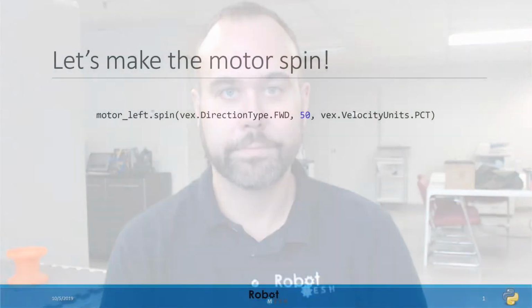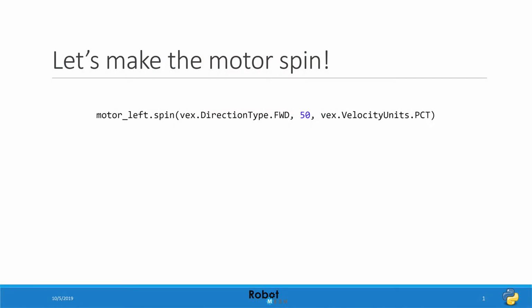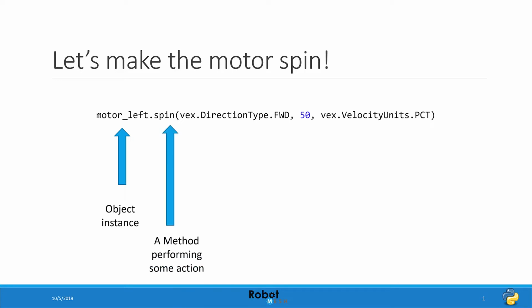Let's get started. Recall that in object-oriented programming, we have a data object which represents a noun, such as a person, place, or thing. Now we use the dot operator to access the methods or actions that the object can perform. Occasionally, these methods may require additional data to perform the action. In this example, we have a motor, our object, and it's going to spin, which is the method or action that the motor can perform. And then we pass some additional data as parameters, such as the direction of the motor that it should be spinning in, which in this case is an object itself, the speed, and the type of velocity units. Let's go into Robot Mesh Studio and create a new project to see what this looks like.